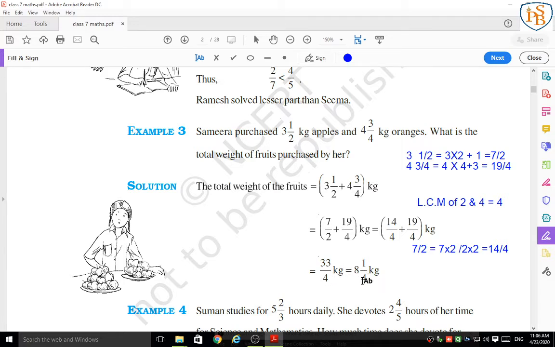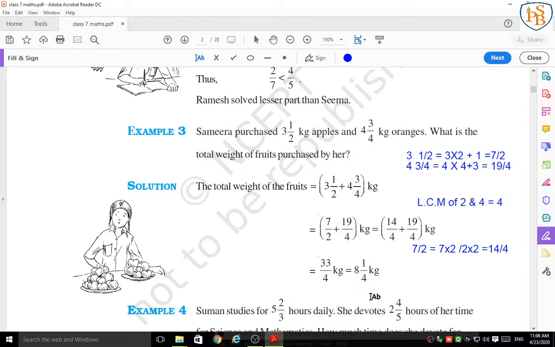Look at here, 4 8s are 32. We have to recall the table of 4. 4 1s are 4, 4 2s are 8, 4 3s are 12, 4 4s are 16, 4 5s are 20, 4 6s are 24, 4 7s are 28, 4 8s are 32. That means 4 into 8, and if we subtract 32 from 33, we get remainder 1. So we write this remainder in the numerator place. So our mixed fraction is 8 and 1 upon 4 kg.